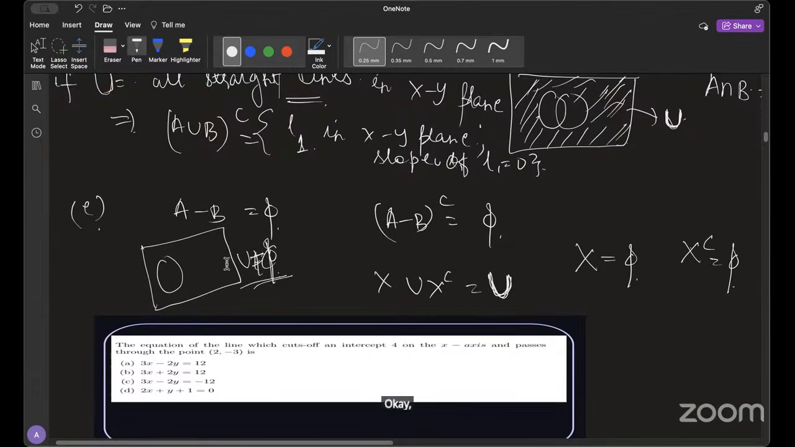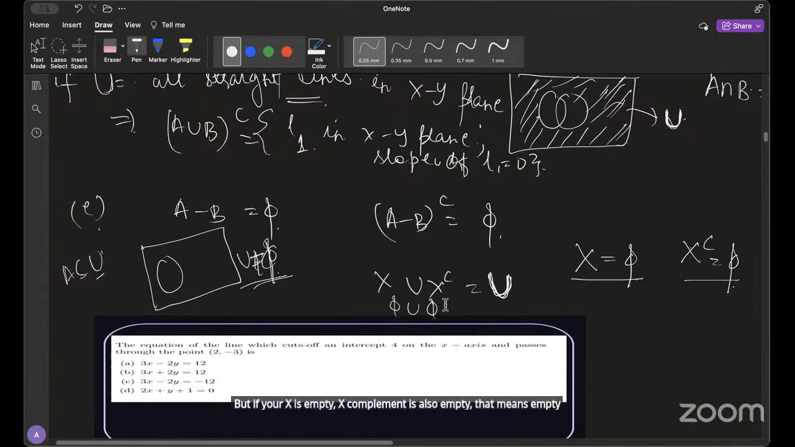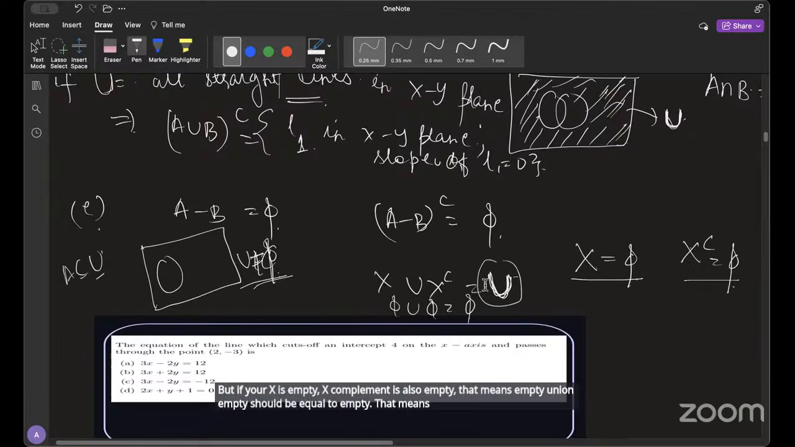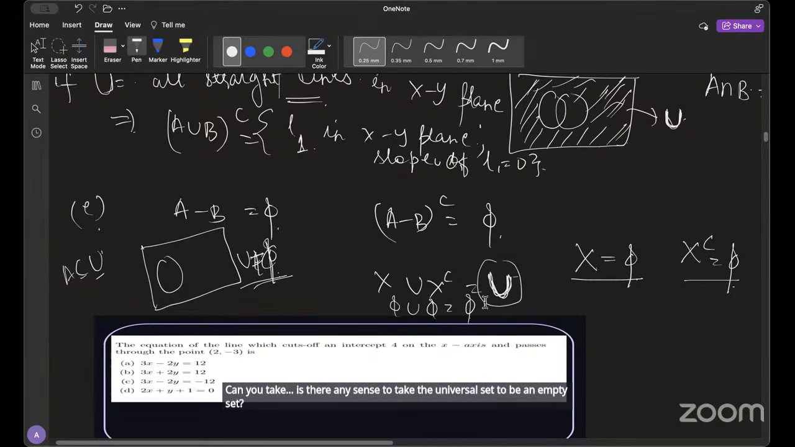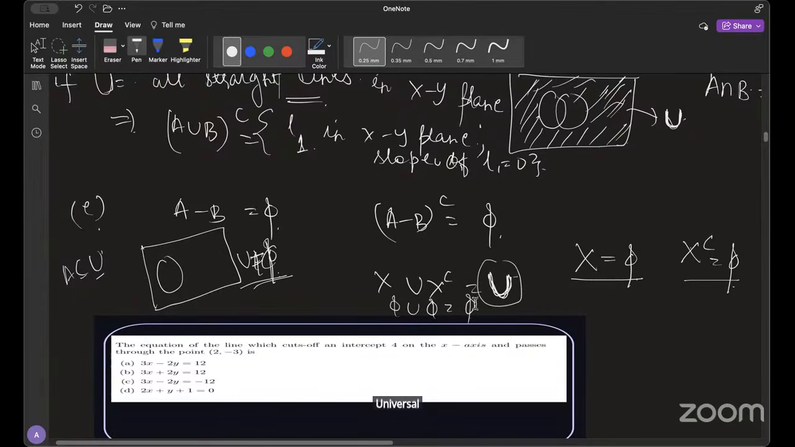Okay, ma'am. And we even have evidence because A is in the universal set and there are elements. A is not empty. That means the universal set is also not empty. But if your X is empty, X complement is also empty. That means empty union empty should be equal to empty. That means the universal set should be empty, right? Is there any sense in taking the universal set to be an empty set? A universal set is a set in which all the other sets lie, whatever sets you're going to discuss.